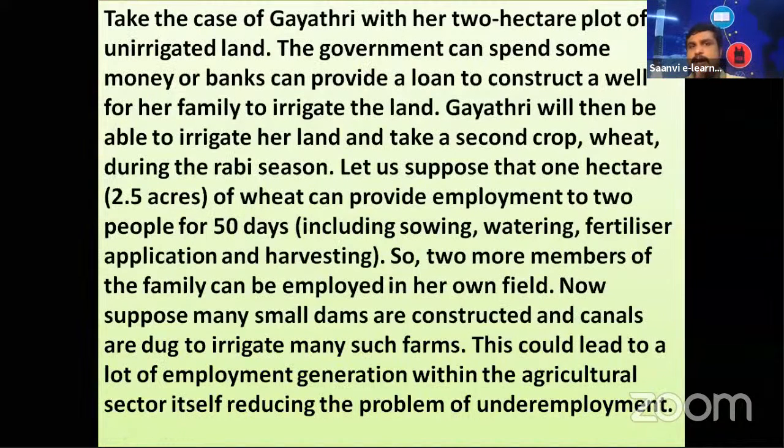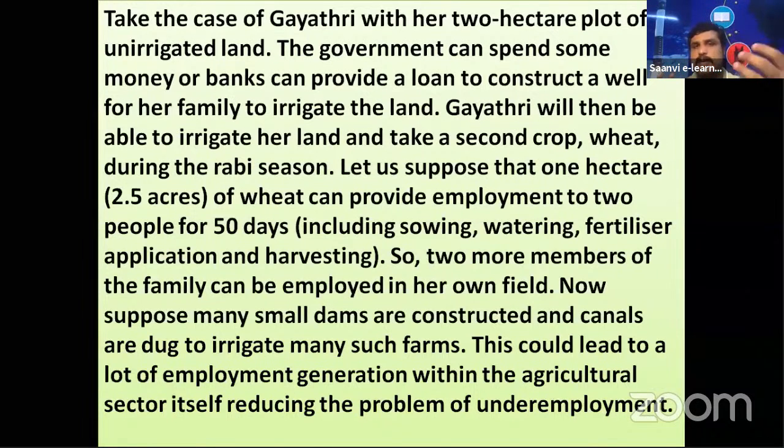See, take the case of Gayatri with her 2-acre plot of unirrigated land. There is no irrigation, there is no water facility. Gayatri, an example they have given. The government can spend some money, or banks can provide a loan to construct a well for her family to irrigate the land. Why did they give this example? In the sense, not only this Gayatri, many poor farmers are suffering from this type of situation.